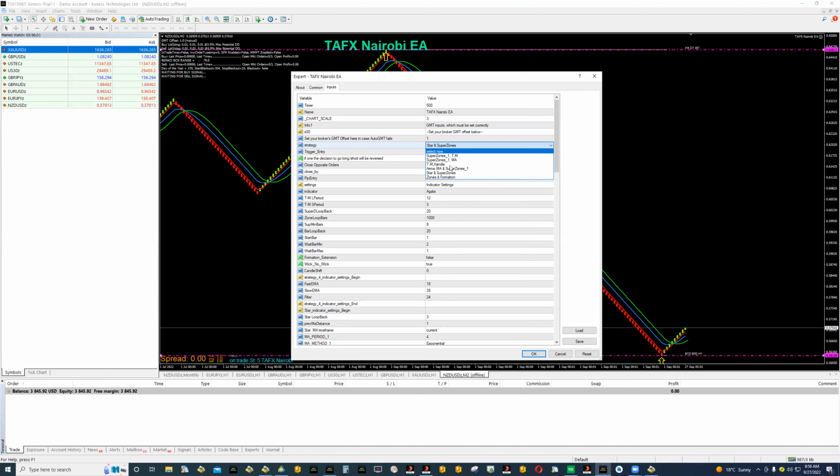The other meaning of having multiple EAs in one system is that sometimes when the market changes the pattern, one of the terminals will be picking the signal. Sometimes you'll find there is no entry in one strategy, but you'll find there is a signal maybe in Super Zone, Formation, or Star. So we don't have to miss all these opportunities.